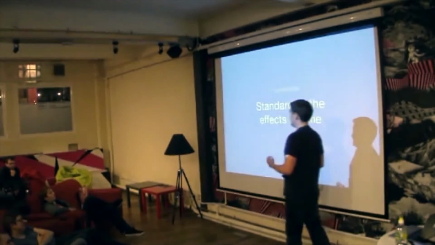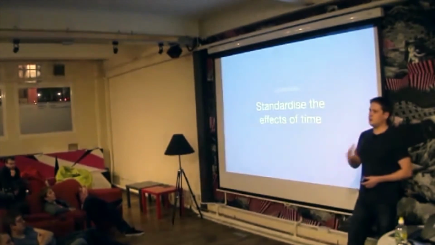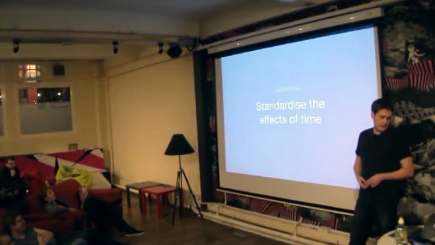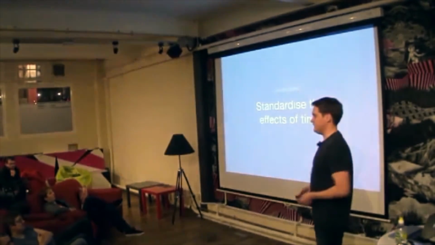So, as well as standardizing your model of time, you have to standardize the effects of time. In Backbone, lots of things might occur when data changes. In React, the lifecycle methods will be the only thing that ever occurs.